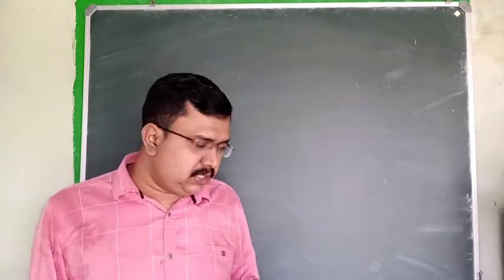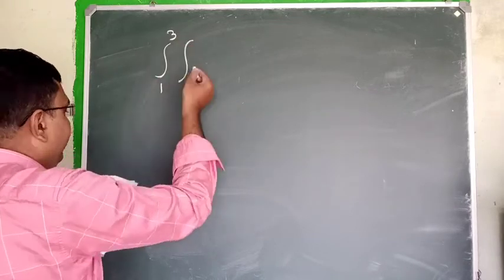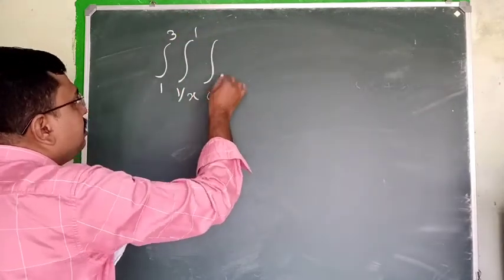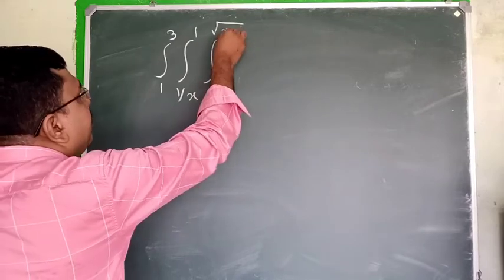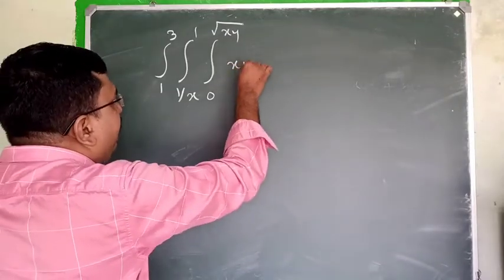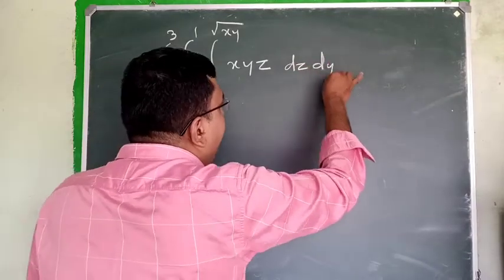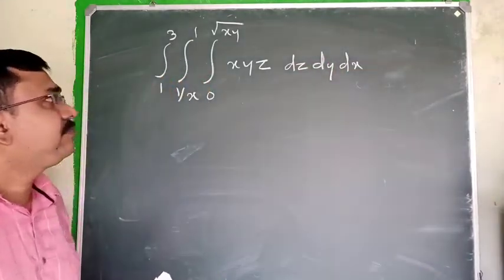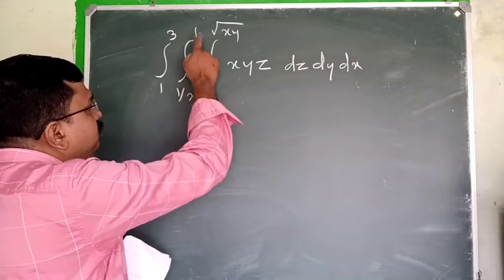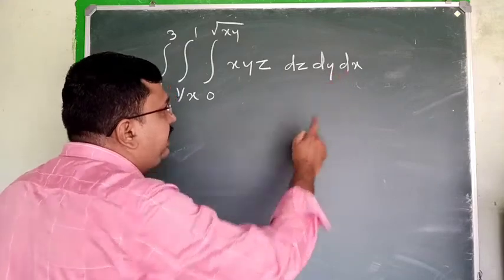Our next question is: evaluate the integral from 1 to 3, integral from 1 by x to 1, integral from 0 to root xy, of xyz dz dy dx. Okay, evaluate the integral 1 to 3, integral 1 by x to 1, integral 0 to root xy, xyz, dz, dy, dx.